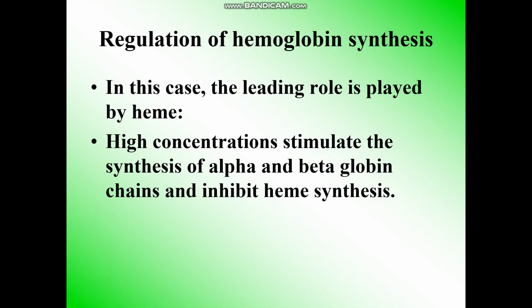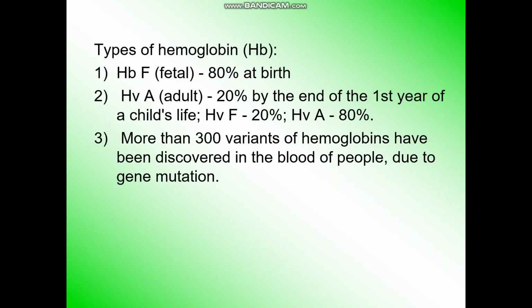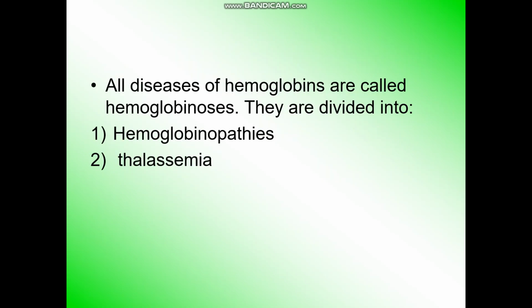Regulation of hemoglobin synthesis. In this case, the leading role is played by heme. High concentrations stimulate the synthesis of alpha and beta globin chains and inhibit heme synthesis. Four globin chains painted in different colors. All diseases of hemoglobins are called hemoglobinosis. They are divided into groups: hemoglobinopathies and thalassemia.